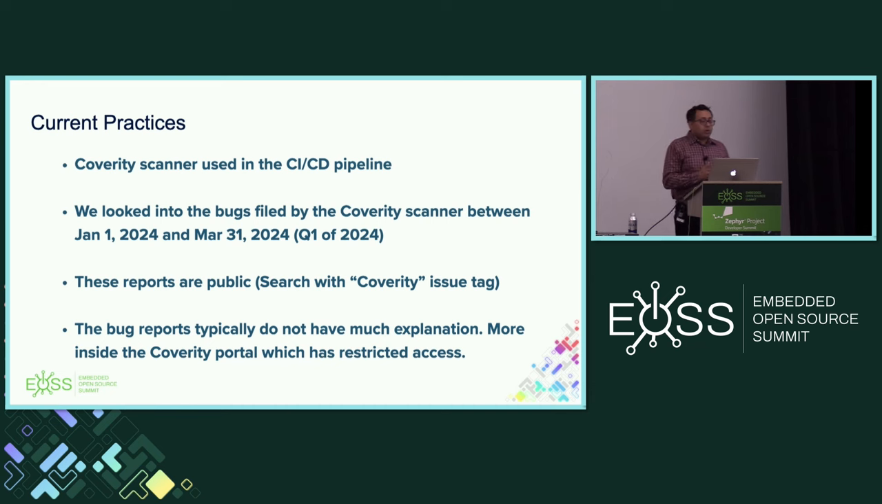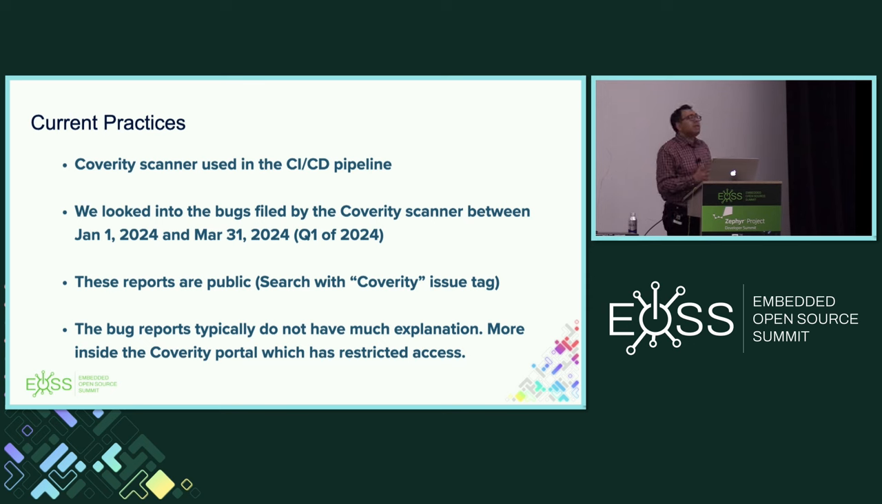So right now, Coverity Scanner is the one that is used in the CI/CD pipeline. It has been there for some time. What we did was we narrowed the scope and looked into all the bugs that were reported by Coverity between January 2024 and March 31, 2024, three months of time. These reports were all public, so you can go to GitHub and search with the Coverity issue tag and you will be able to look at them. Because the bugs are generated and reported automatically, it has the robot generated issue tag there, so it's very easy to find them.